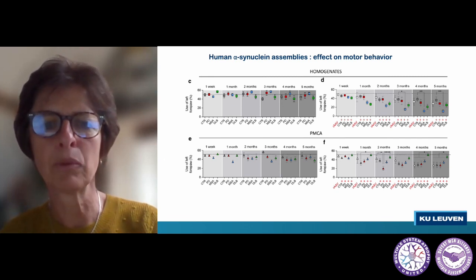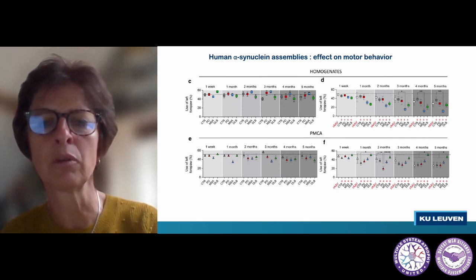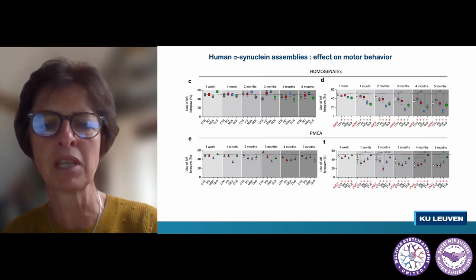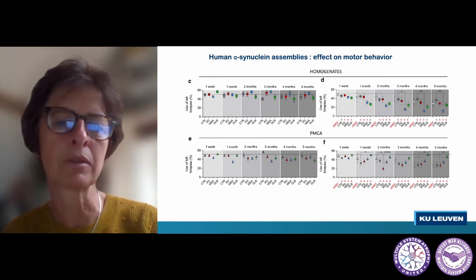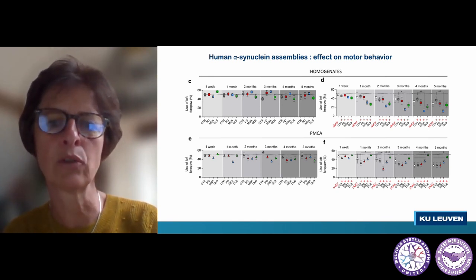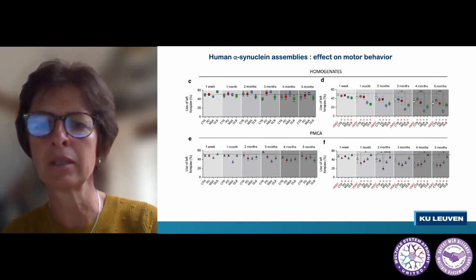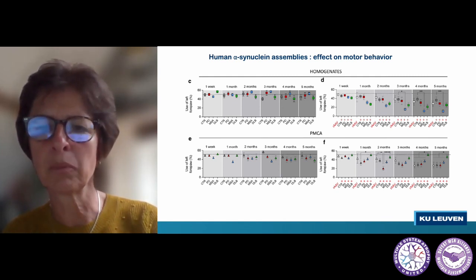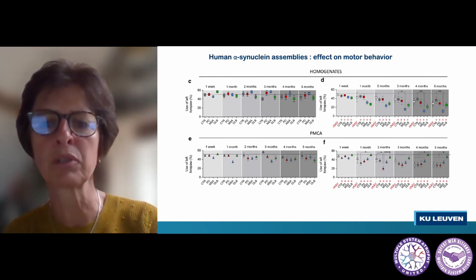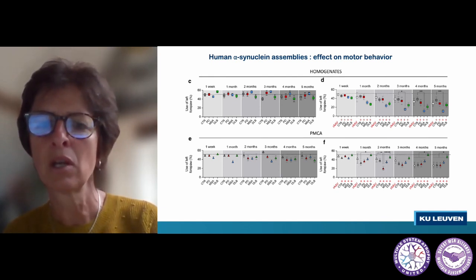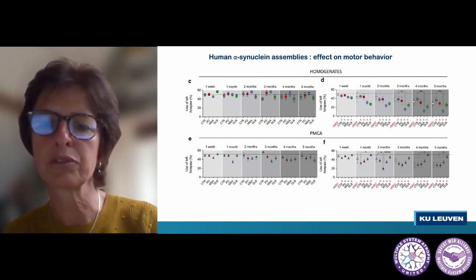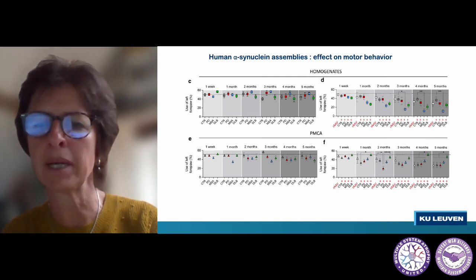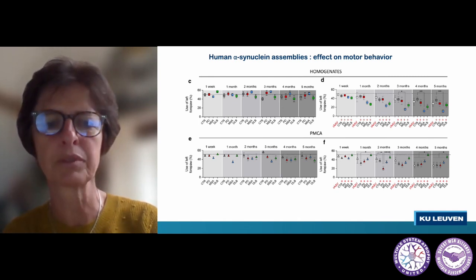We looked at motor behavior. Each time we have either the homogenates or the PMCA purified, amplified fibrils. Then we have a group where you have the alpha-synuclein homogenates alone or in combination with viral vectors. In terms of behavior, the most striking results were the combination of the homogenates with the AAV vectors, where we could see that the MSA-derived material caused the most striking behavioral impairment compared to the other groups.